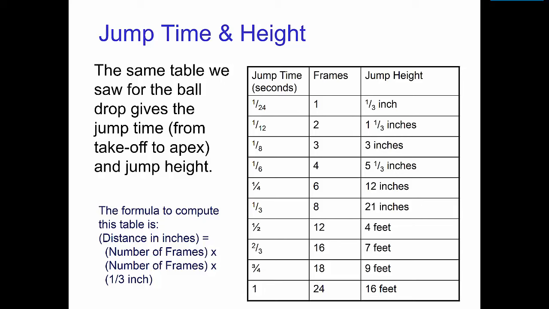Notice that this table and this formula are the same as for simple objects, such as a baseball, falling from a given apex height. That's because gravity affects all objects in the same way, both going up and coming down.